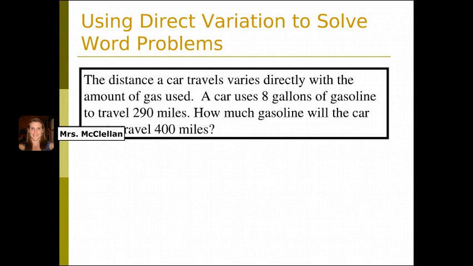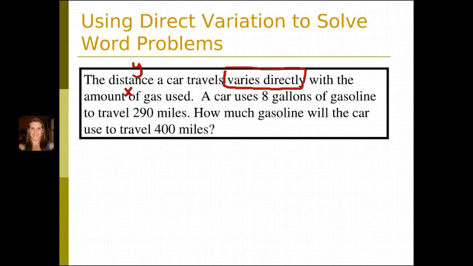The distance a car travels varies directly with the amount of gas used. A car uses 8 gallons of gasoline to travel 290 miles. How much gasoline will the car use to travel 400 miles? All right, so the first thing we need to do is locate the important information in the problem. Our first important information is varies directly. Whatever we're comparing before varies directly is our y, and whatever we're comparing after varies directly is our x.